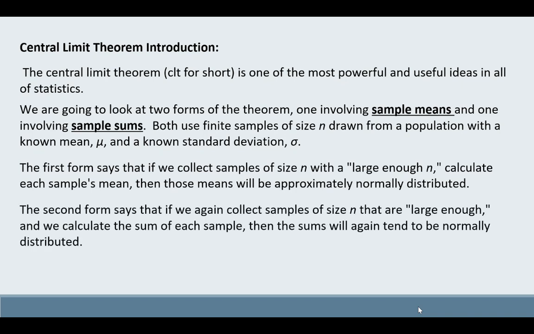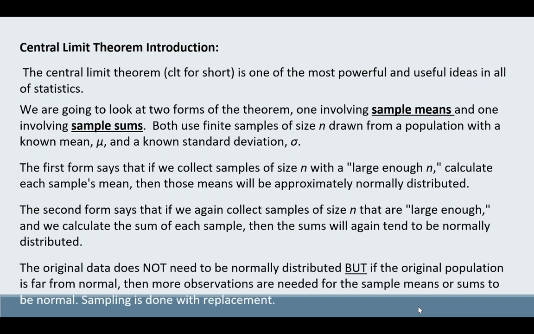The second form says that if we again collect samples of size n that are large enough and we calculate the sum of each sample, then the sums will again tend to be normally distributed. The original data does not need to be normally distributed, but if the original population is far from normal, then more observations are needed for the sample means or sums to be normal. Sampling is done with replacement.